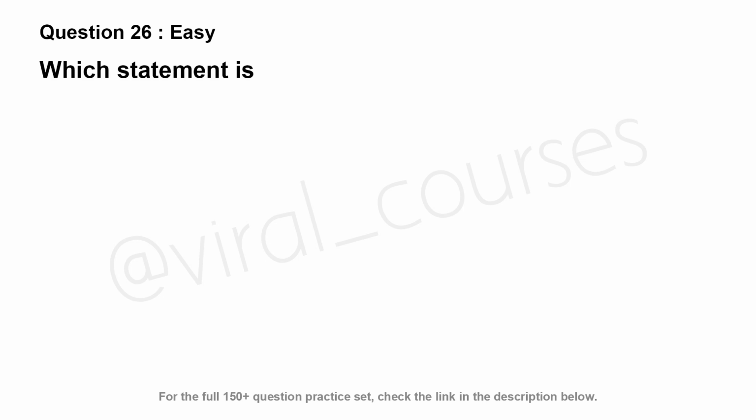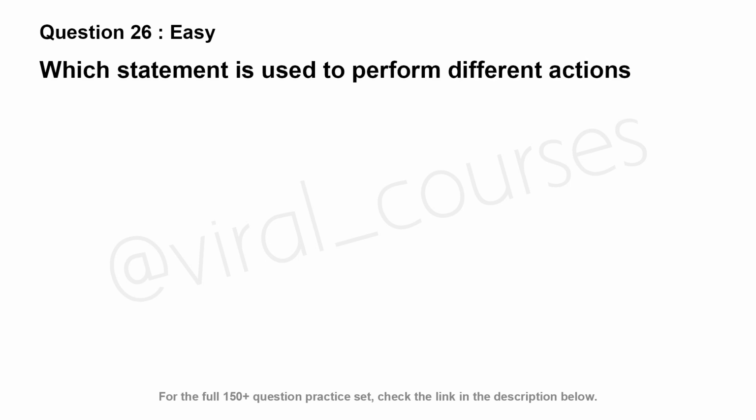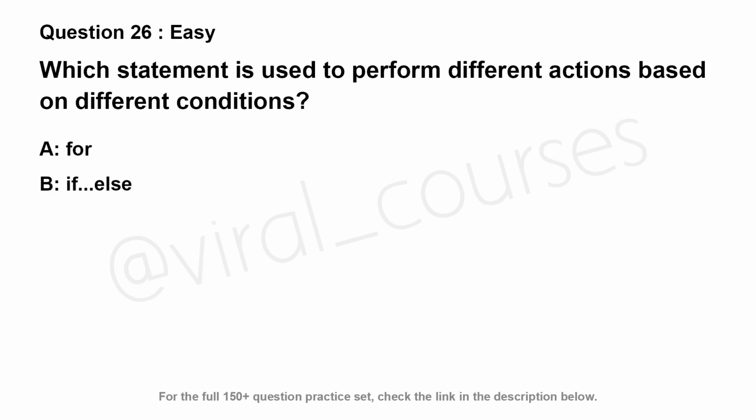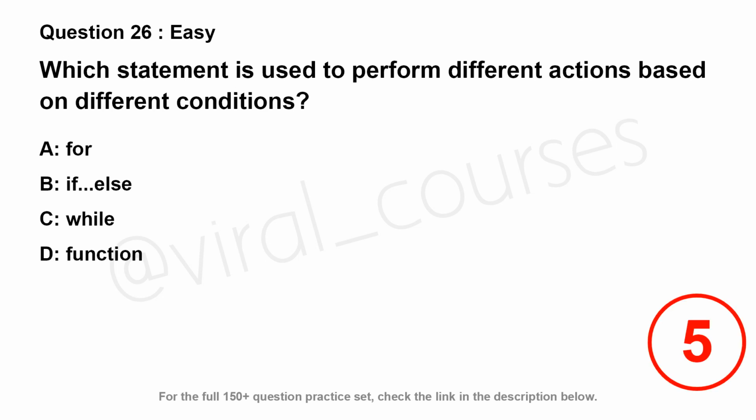Which statement is used to perform different actions based on different conditions? Option A, for. Option B, if...else. Option C, while. Option D, function.